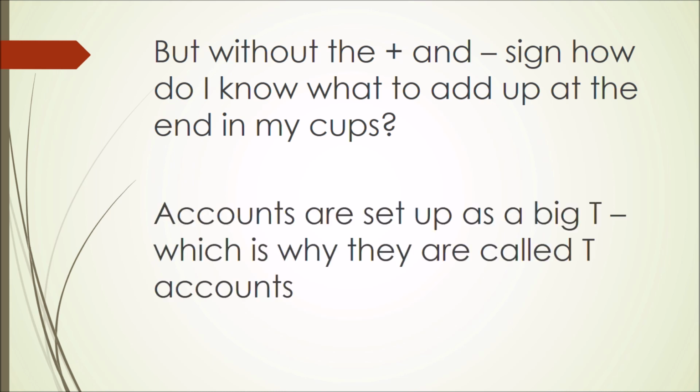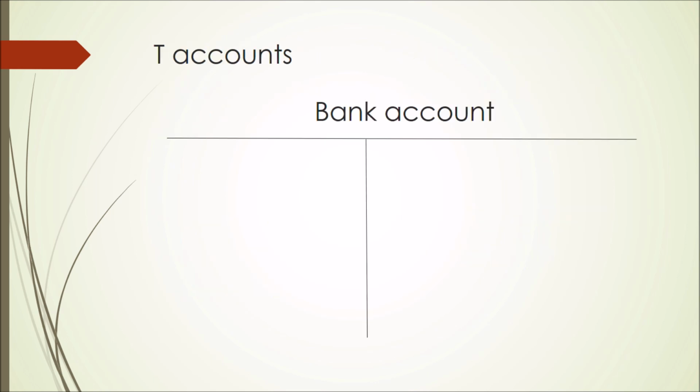Well, what we have is something called an account. So your cup is something called an account. That's all it is. And what they actually do is they're laid out as a big T. So that's why they're called T accounts. So they look like that. So this thing called a T account, and a bank account. So this is our cup, this is our bank cup, and here we have this thing with a big T.